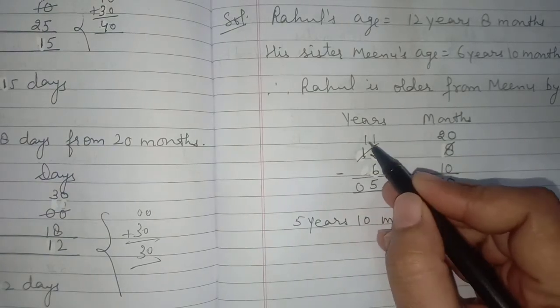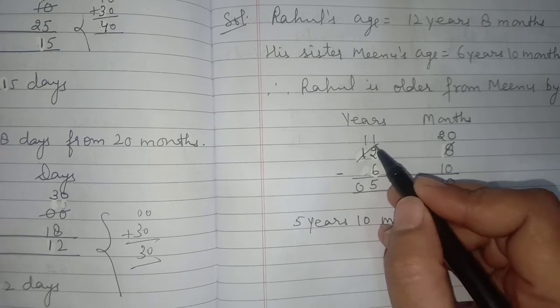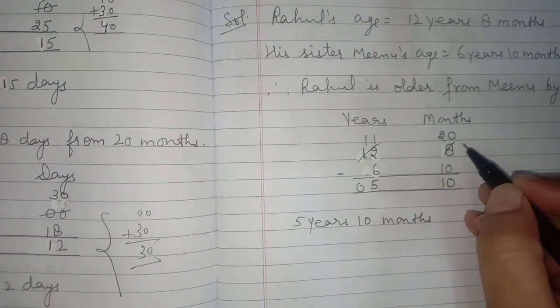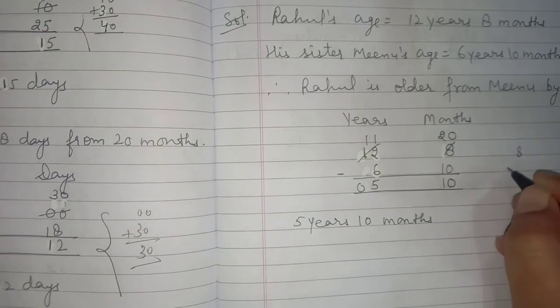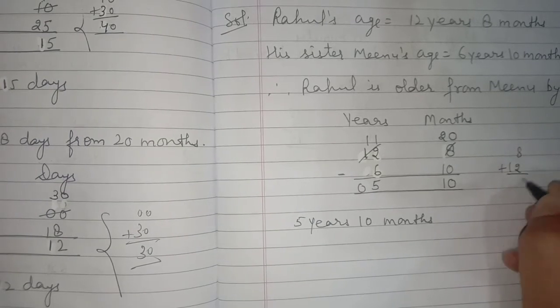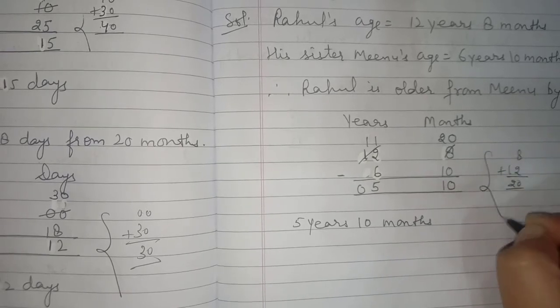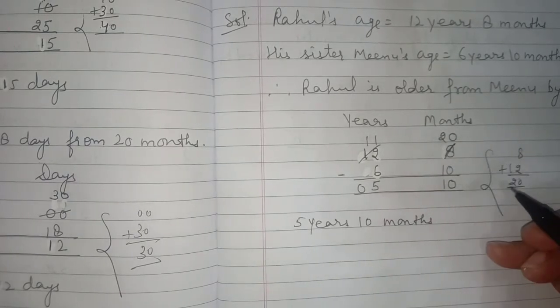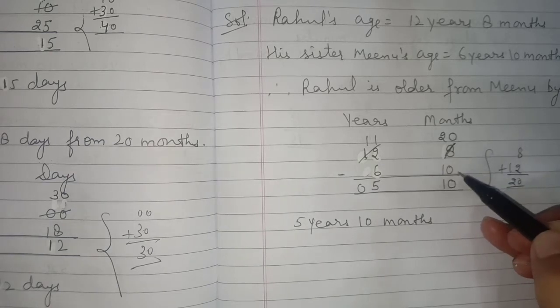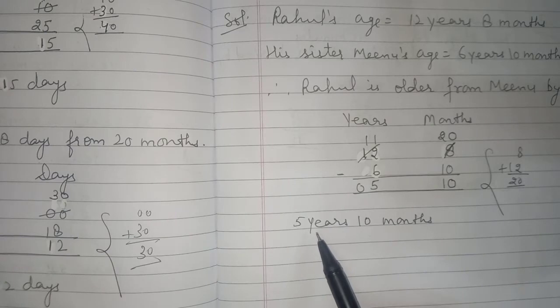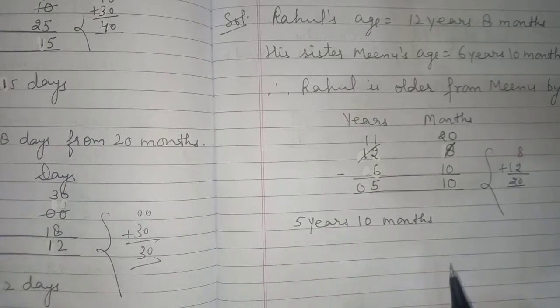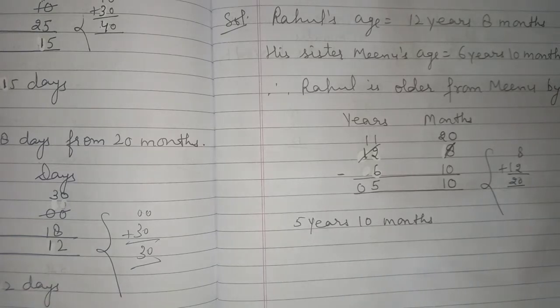So 12 years will become 11 years, and this 1 year will be written here in the months column as 12 months. So already we are having 8 months. When we will add 12 months to it, it will become 20 months. So we will write here as 20 months, and now we have to subtract 20 and 10. So it will be 10, and 11 minus 6 will be 5. So the answer is 5 years and 10 months. It means Rahul is 5 years 10 months older than his sister Meenu.